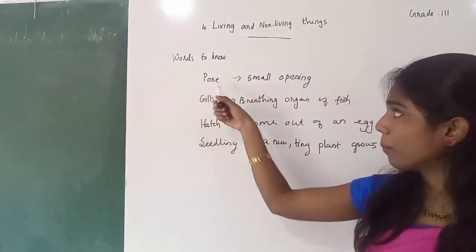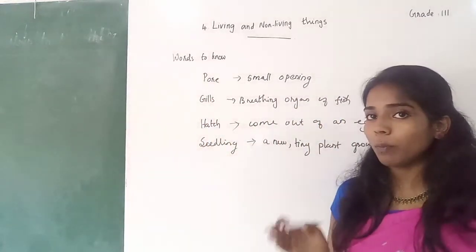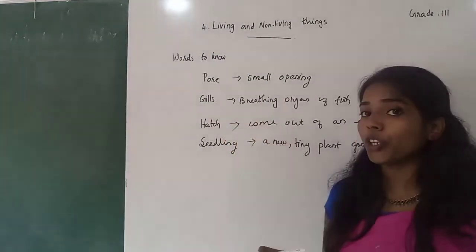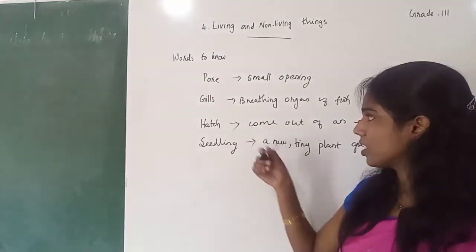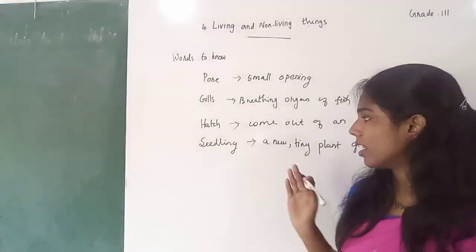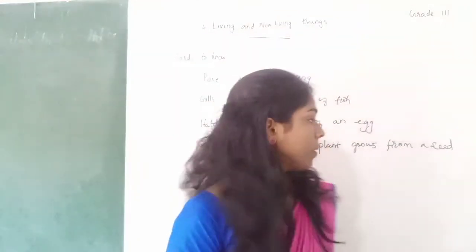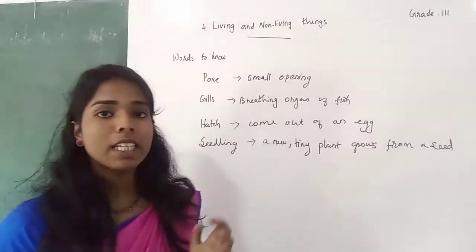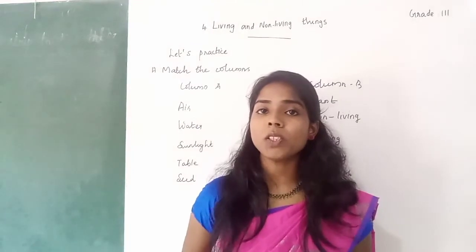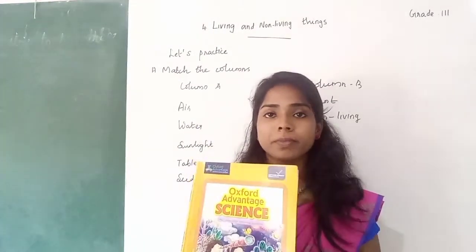So the first one, pore, small opening. Pore means small opening. And gills, it is the breathing organ of fish. Then hatch, hatching means coming out of an egg. Then seedling, a new tiny plant that grows from a seed. Okay, do you understand? Now students, all of you take your textbook.